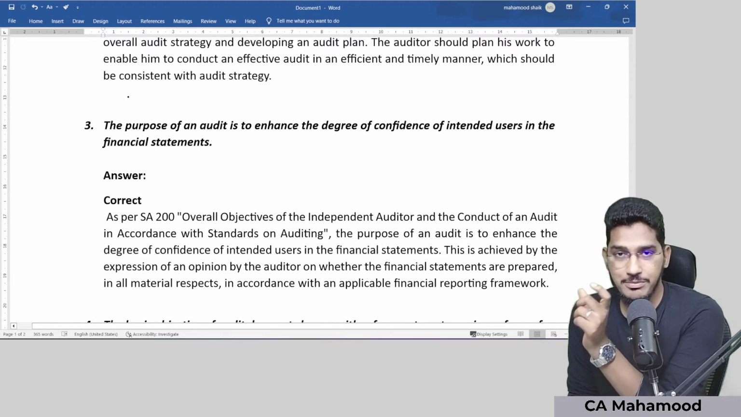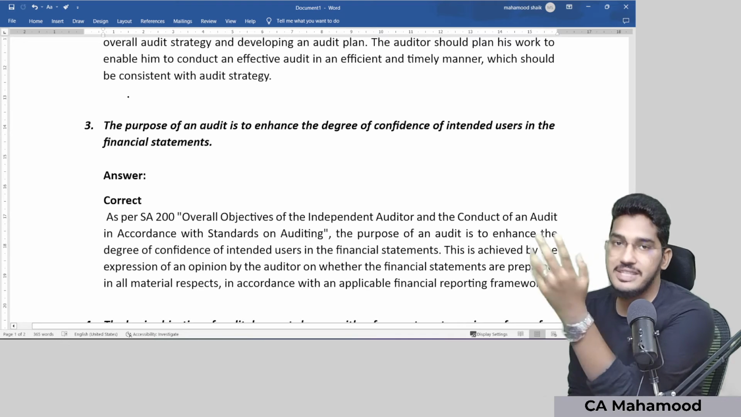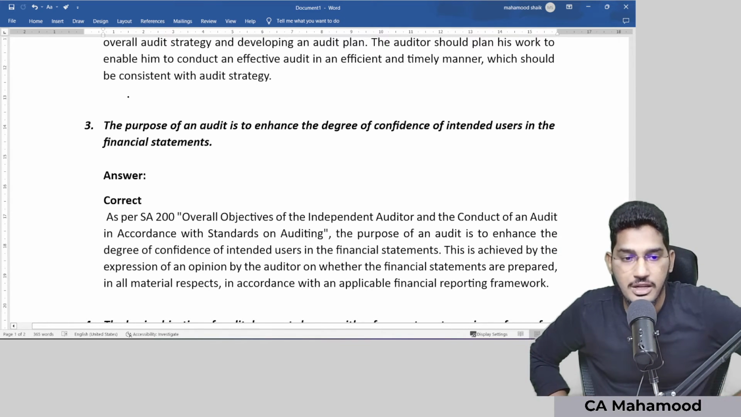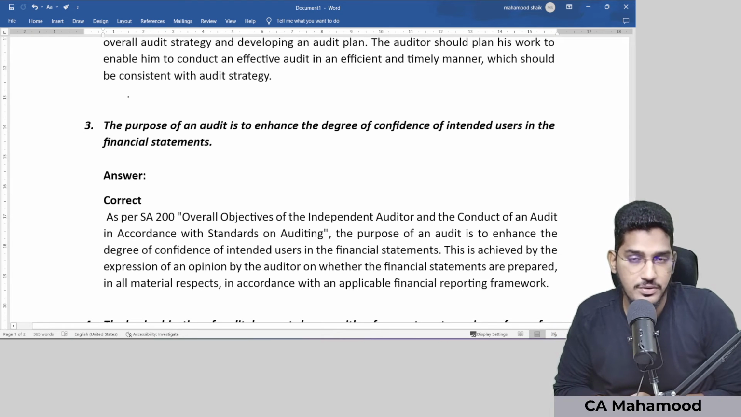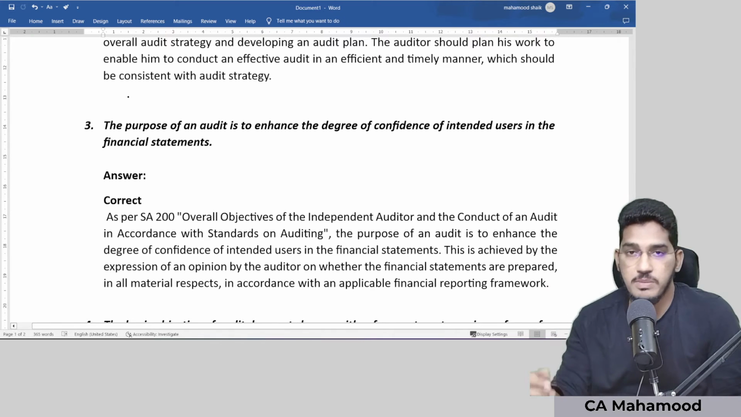You will write the statement as correct and you will write the given statement as it is. The question itself you will write. Why? Because this given statement is true only. This is where most of the students will get confused. Okay, the given statement is true, but what explanation do I have to write?